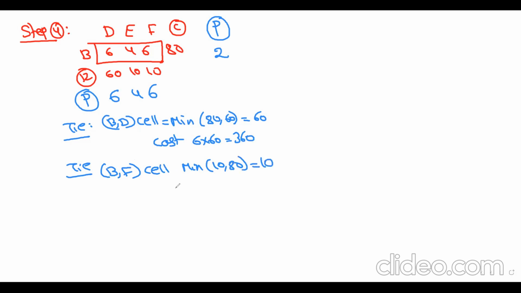10 into 6. Cost is 10 into 6, which is 60. So here, if I gave 60 into 6, that is 60. If I gave 10, that means 10 into 6, 60. Among these two, which is the best? 60 is the best. So I will select this highest penalty.